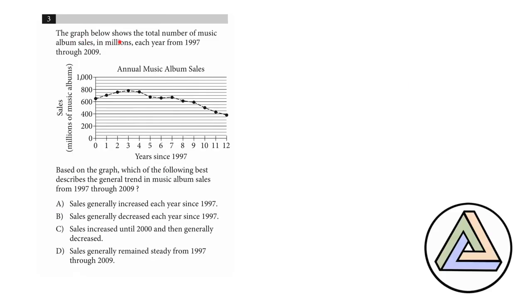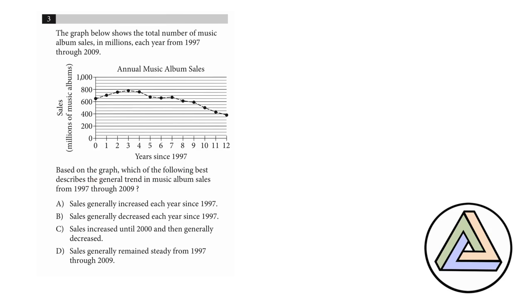Okay, so the graph below shows the total number of music album sales in millions each year from 1997 through 2009. So before I read the rest, I'm just going to look at this. Sales are here, years since 1997. So that's important to realize. These are the years since 1997. So, for example, 0 is 1997. 1 corresponds with 1998. 2 corresponds with 1999, and so on.